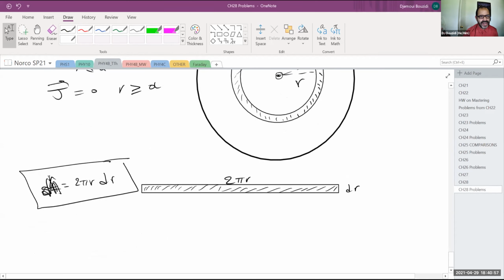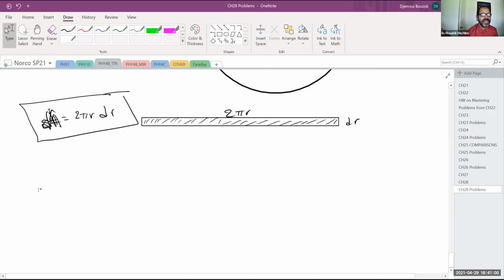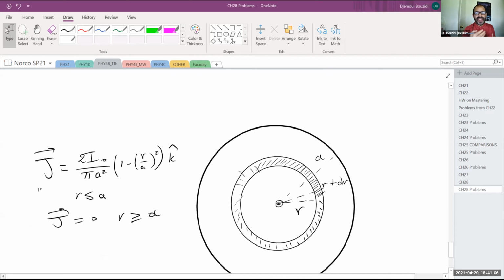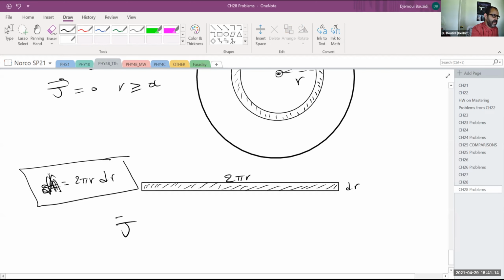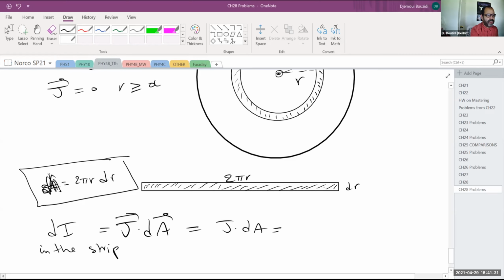And how much current do I have in this strip? I have J times the area. The area is a vector too, in the k hat direction, and J is in the k hat direction as well. So J dot dA is simply J times dA, and this is the current dI in the strip. Again, I'm going to substitute the value of dA, which is 2 pi r dr.